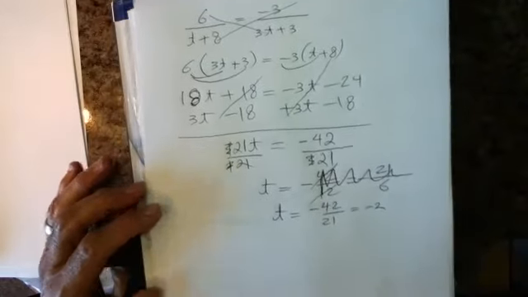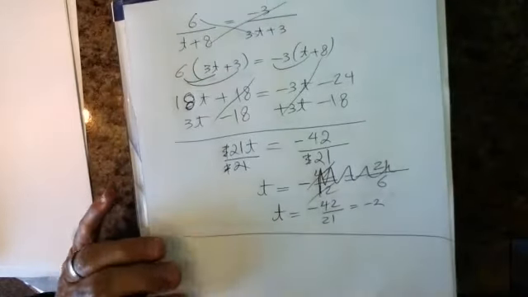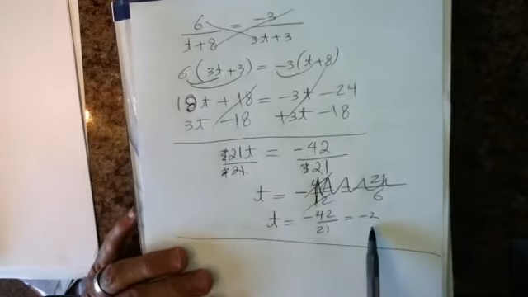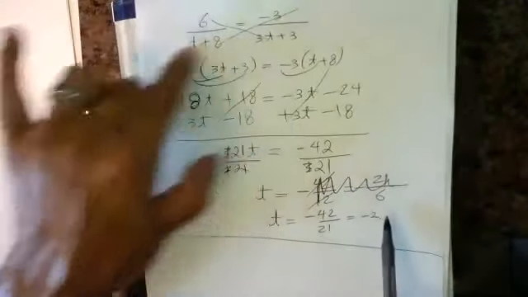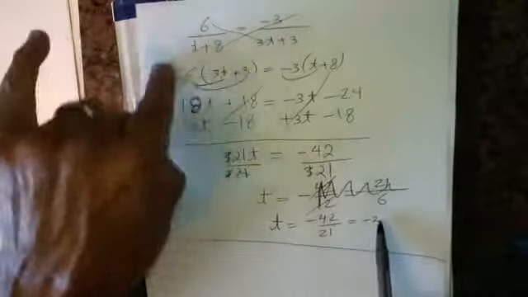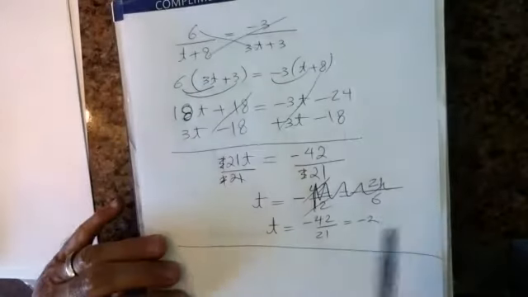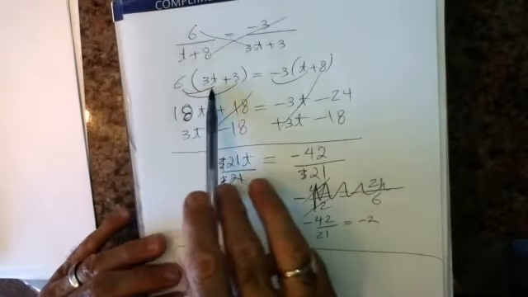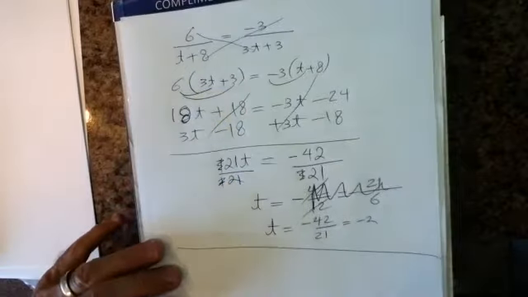Okay. When you come up with the answers, you could always check to see if it's correct or not. If it doesn't check, then there is an error somewhere. See how when I multiply this, I didn't realize it's 18. Okay.